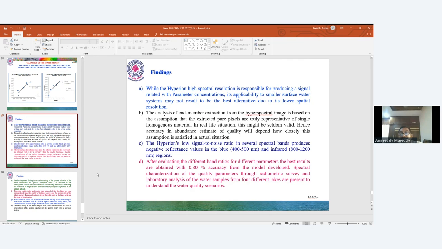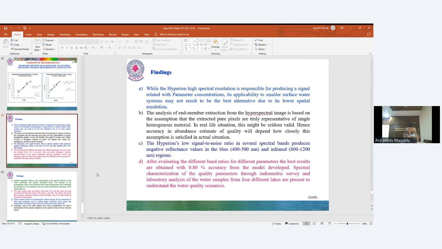The analysis of endmember extraction from the hyperspectral image is based on the assumption that the extracted pure pixels are truly representative of a single homogeneous material. In real life situations, this might seldom be valid, hence accuracy is in question. The estimate of quality will depend on how closely this assumption is satisfied in actual situations.